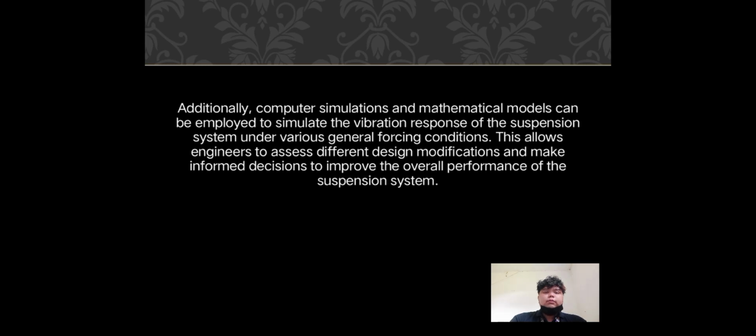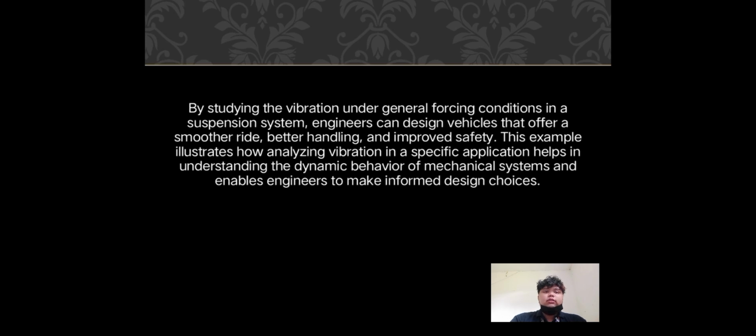In a typical suspension system, there are various sources of external force or excitation that can lead to vibrations. These forces include road irregularities, vehicle speed variation, braking, and cornering forces. Each of these forces can have different frequencies, amplitudes, and phases, making it a general forcing condition scenario.